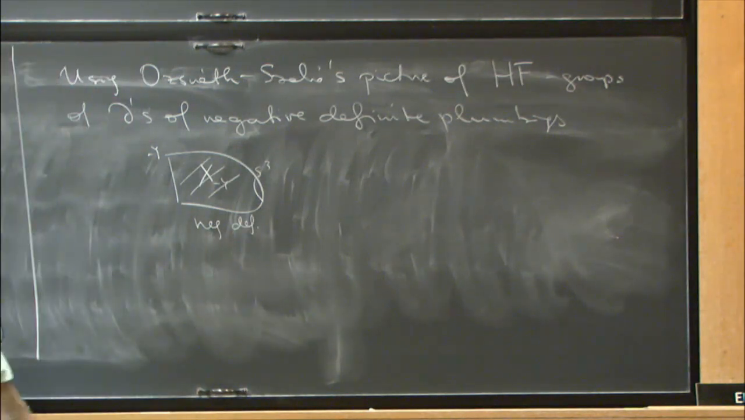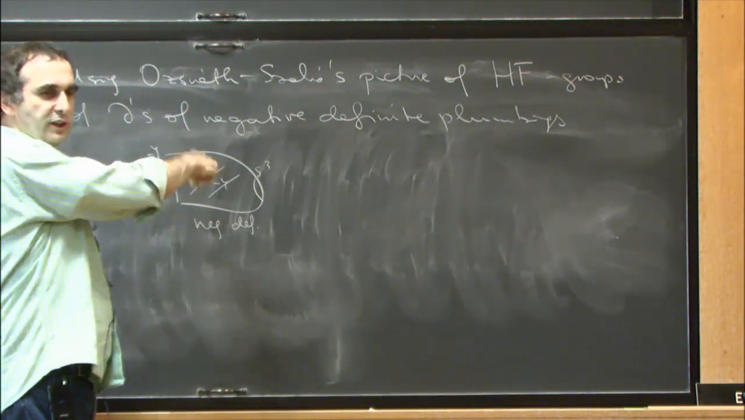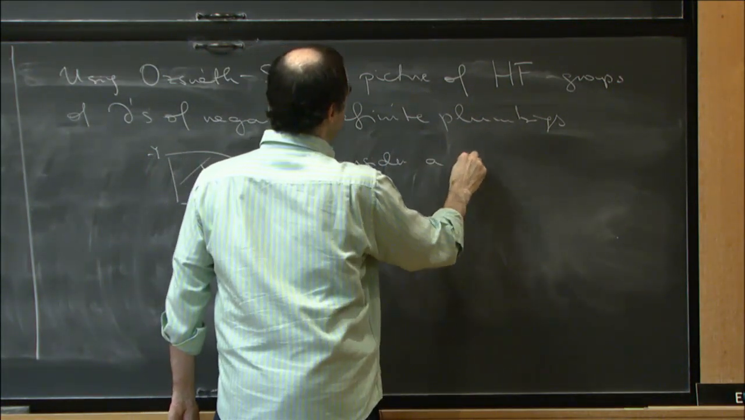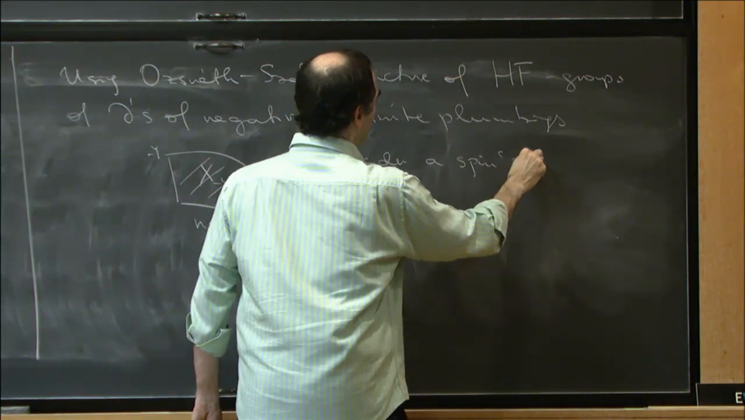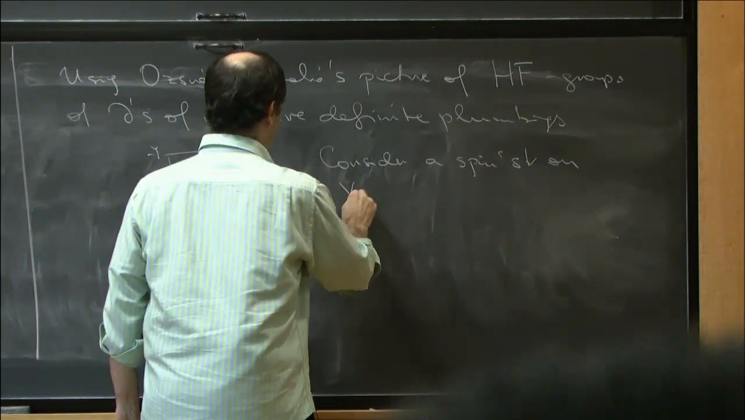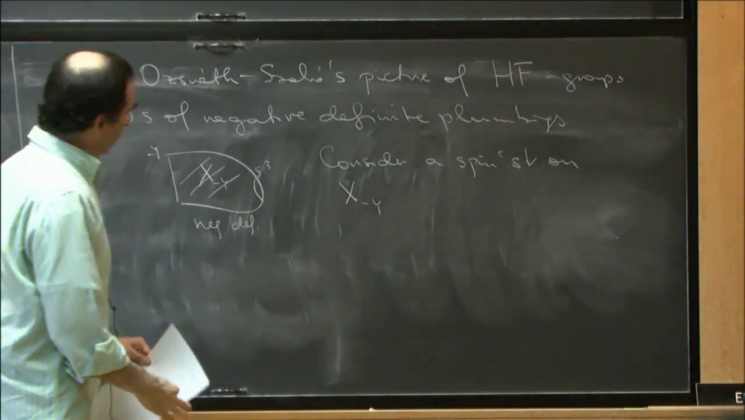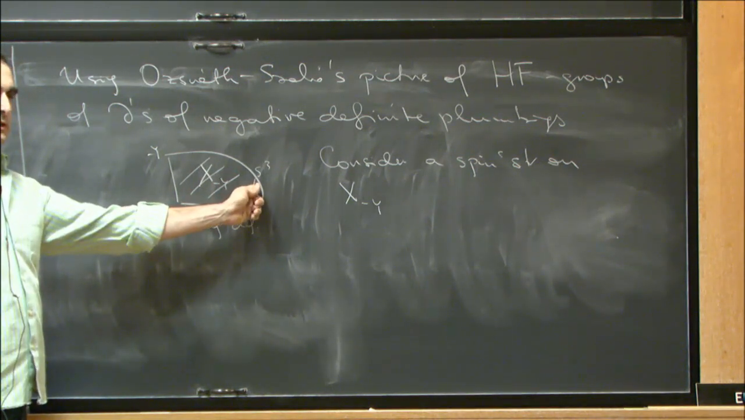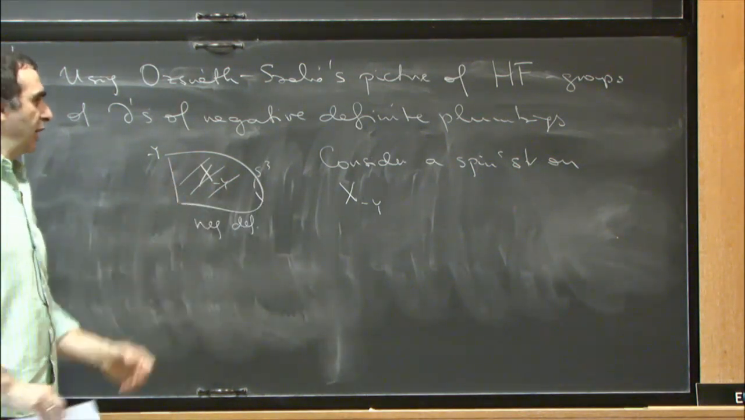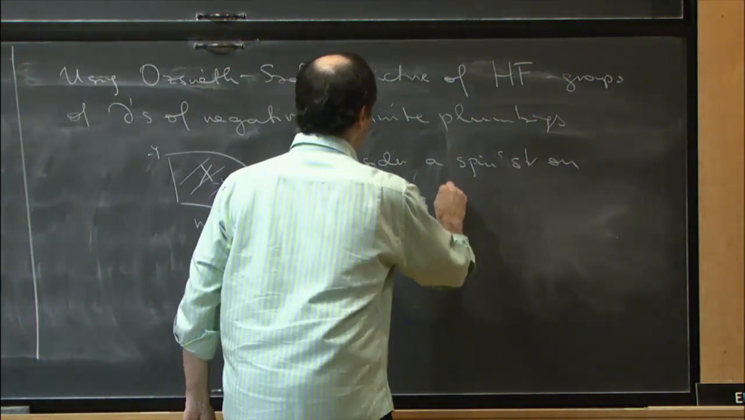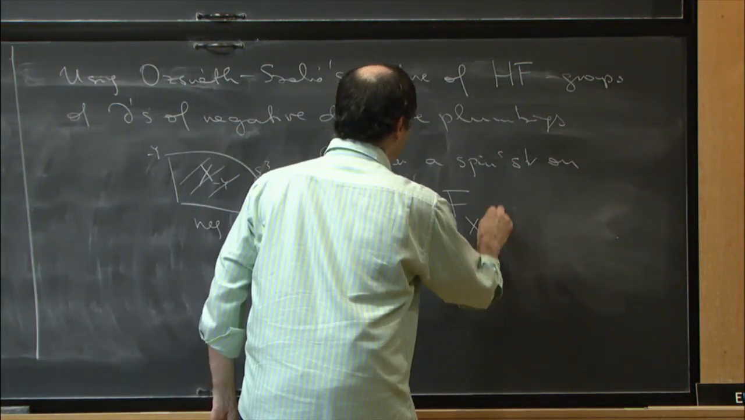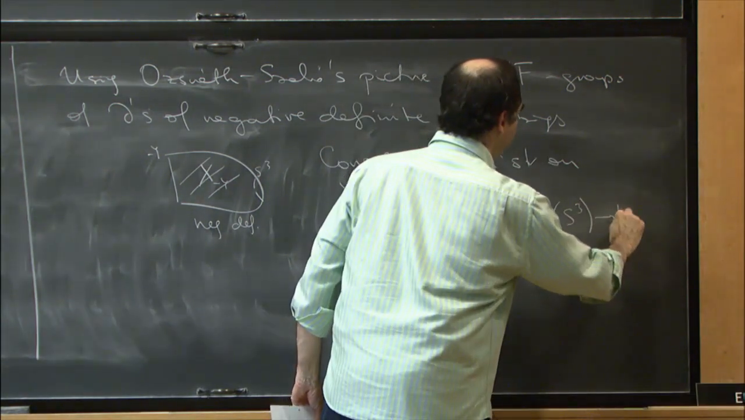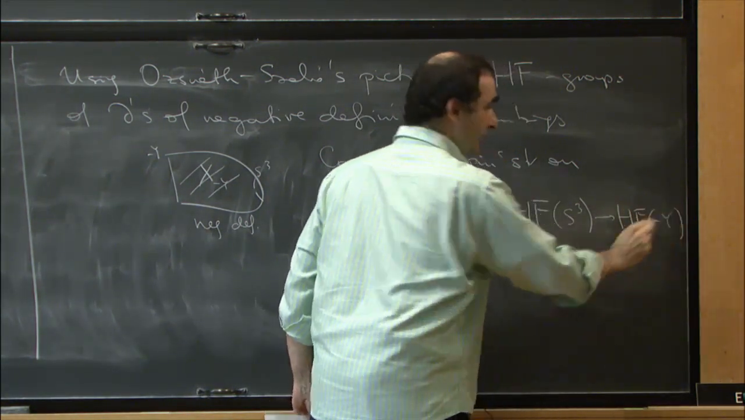So what you can do is to consider all kinds of spin C structures on that manifold. So consider a spin C structure on x minus y. And a spin C 4-manifold will induce a map from one spin C boundary to the other. So this will give us f x minus y from HF of S3 to HF of minus y.